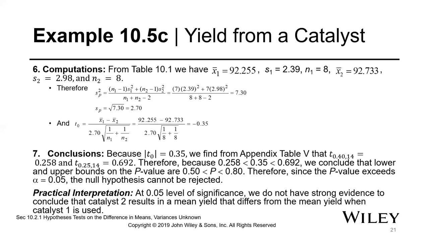Both of them work. It just depends on what Wiley wants for your homework. But in real life, you'll just look it up on the table and reject or fail to reject. So since our p-value is not less than 0.05, we fail to reject the null hypothesis. There's no difference between catalyst 1 and catalyst 2, which is kind of what we wanted.